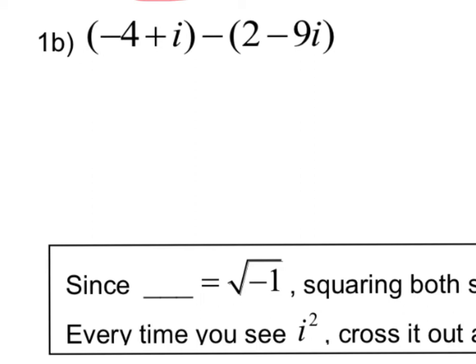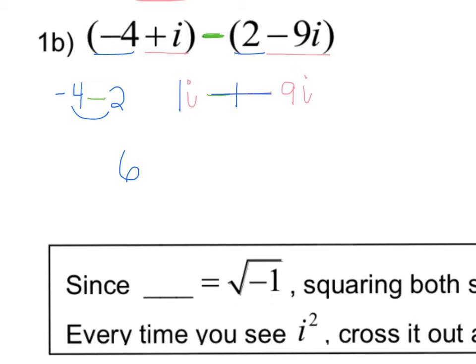We will do the same thing, except for this time notice that this is a subtraction problem. So we're going to subtract the real parts. We will do -4 minus 2, and we will do positive 1i minus -9i. So -4 minus 2 is -6. 1 minus -9 is like 1 plus 9, so that will be plus 10i.